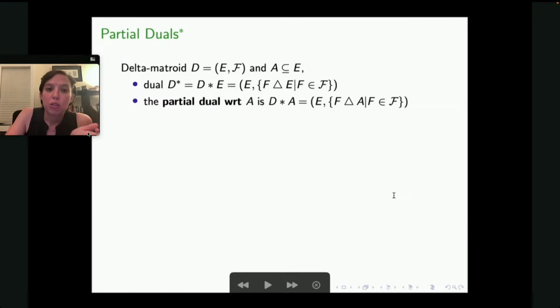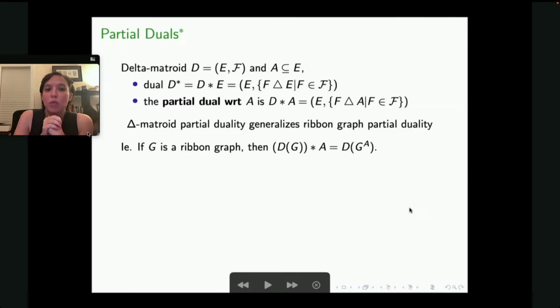So the partial dual with respect to A, I write as D star A, and I just take the same ground set and I take the symmetric difference of each feasible set with that set that I'm interested in, A. Delta matroid partial duality generalizes ribbon graph partial duality. That is, if G is a ribbon graph, then the partial dual with respect to A of the delta matroid of G is equal to the delta matroid of the partial dual of G.